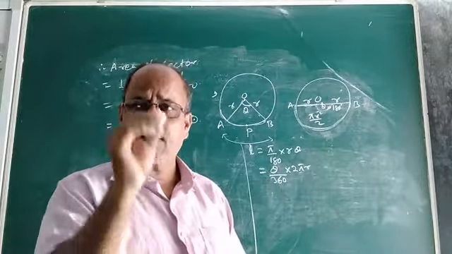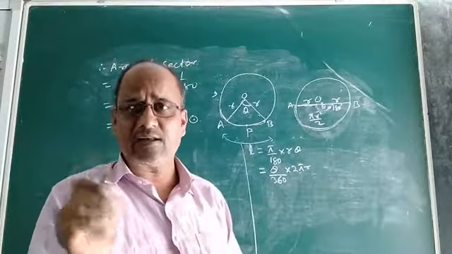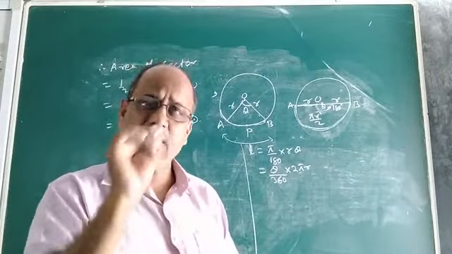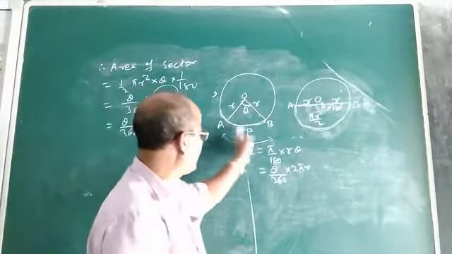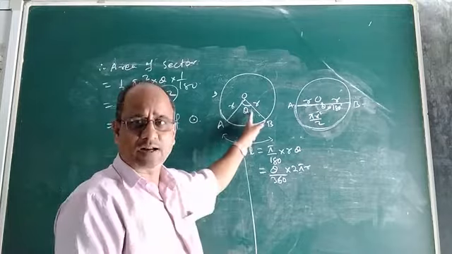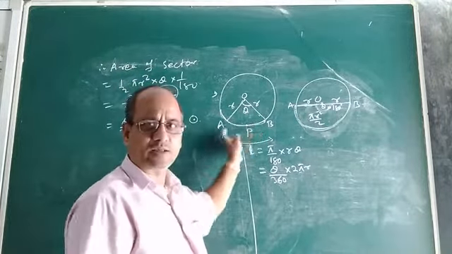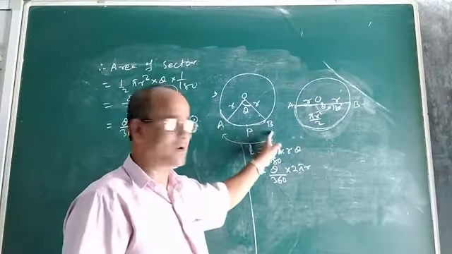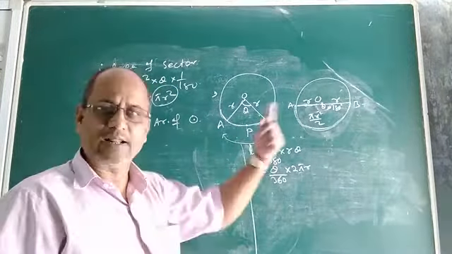If the sector angle and radius of a sector are given, then only we can use this formula. Now the point is, suppose you are not given the sector angle, try to understand. Suppose you are given only the length of arc and the radius. How to calculate the area of sector?